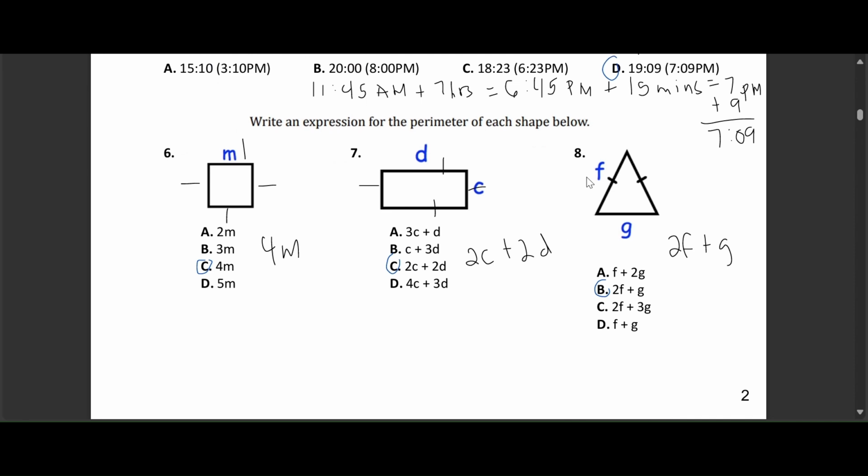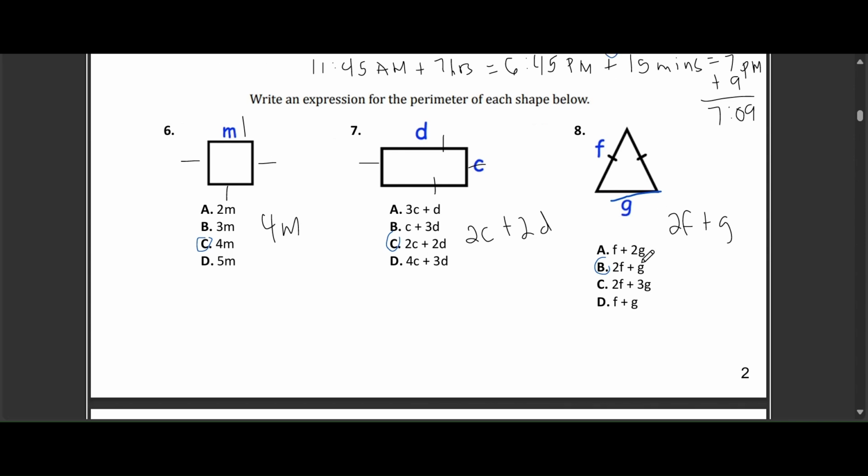Question 8. Imagine we have a triangle, and 2 of its sides are exactly the same length. We'll call that length F. The bottom side, which might be different, we'll call G. Now the perimeter is just the distance all the way around the outside, so how would we write an expression for that? A says F plus 2G. That would mean one side F and 2 sides G, but that's not what we have.